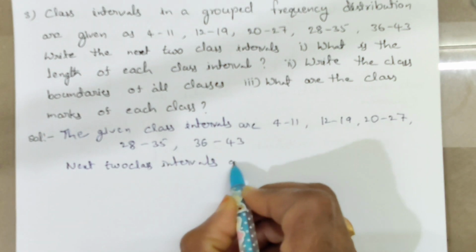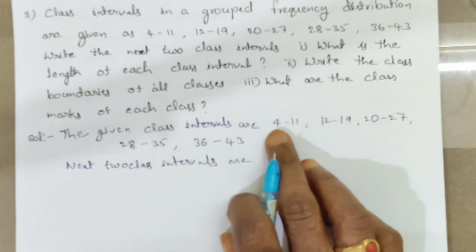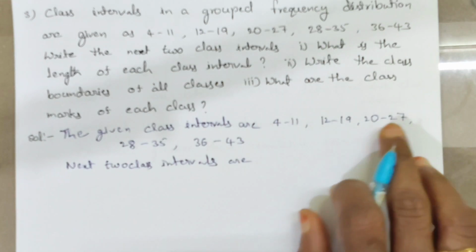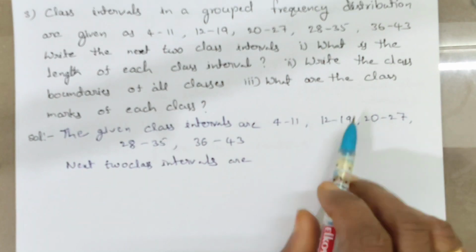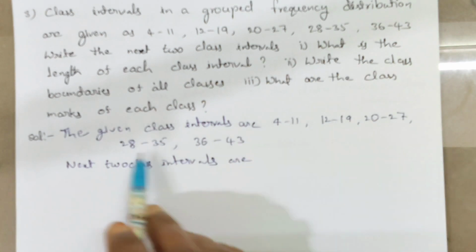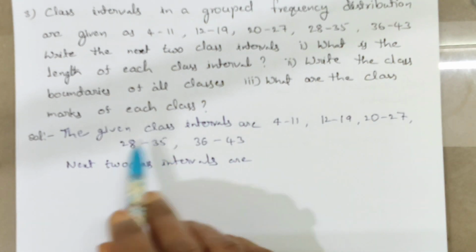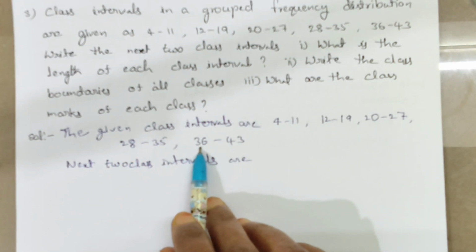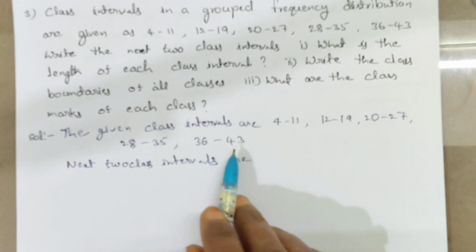Next two class intervals are here, continuation. Here 11 minus 4 is 7, 19 minus 12 is 7, 27 minus 20 is 7. After 19, the next class started with 20. After 27, the next class starts with 28, 35. 35 minus 28 is 7. 43 minus 36 is also 7. So here the class interval is 7.